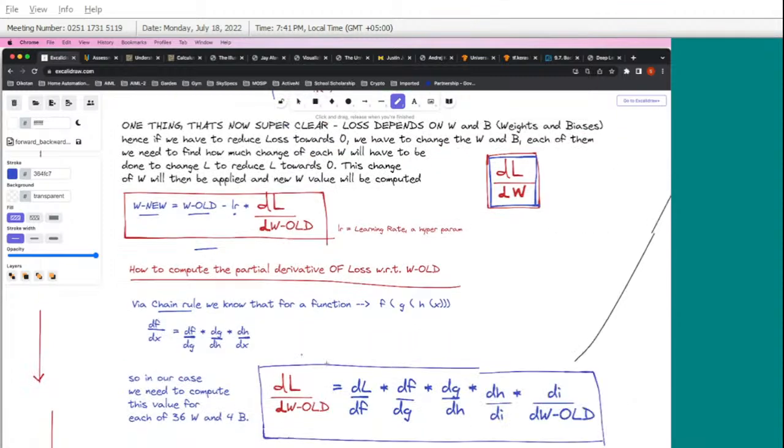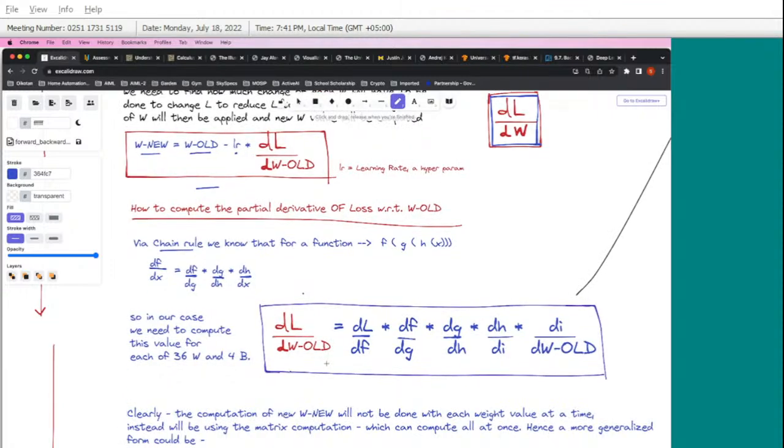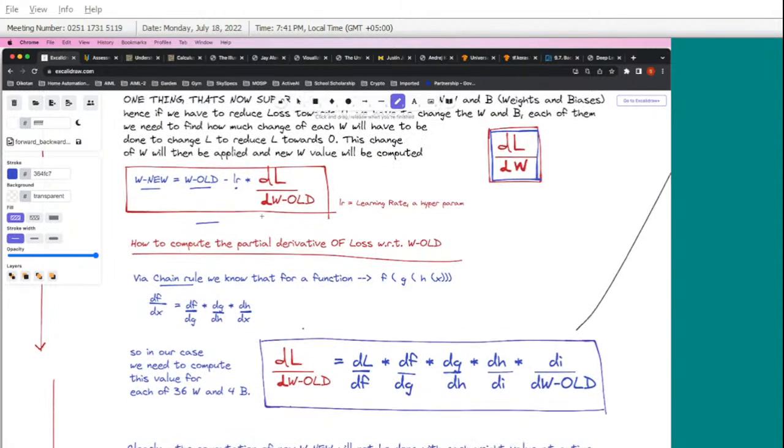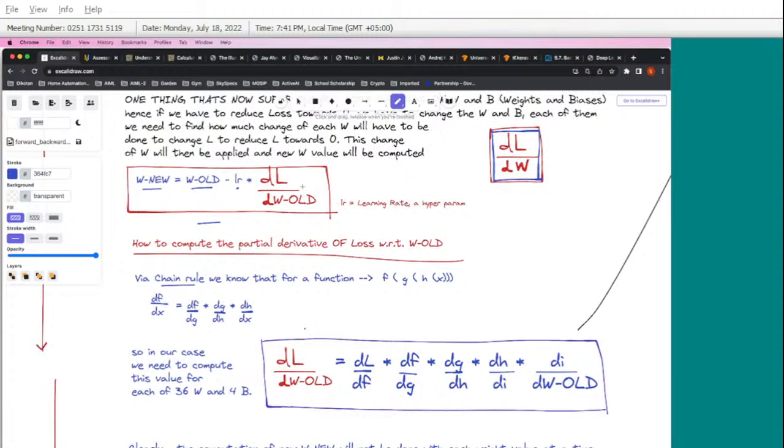Are we there? Okay. So now we also said that to compute this dL, the derivative of loss, we can discuss how gradient descent fits in this equation. So that is what we will do. We will do backward propagation. So you want to do gradient descent.